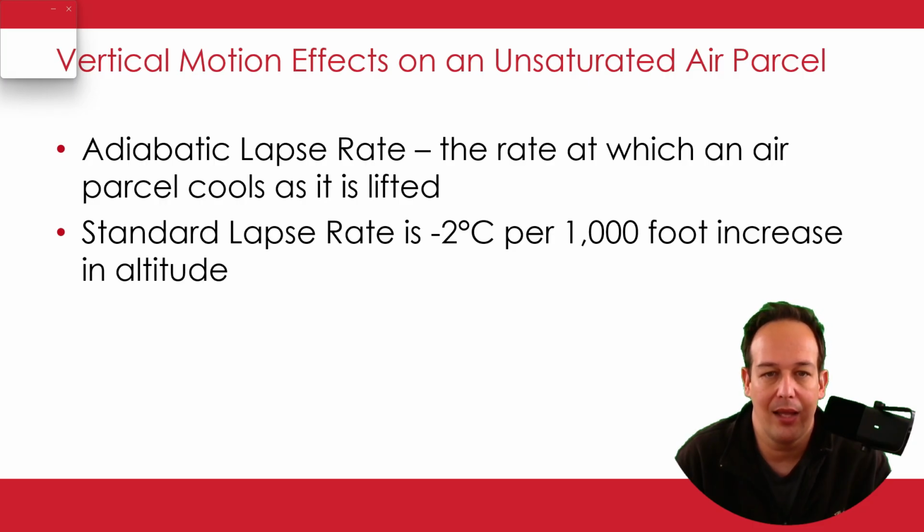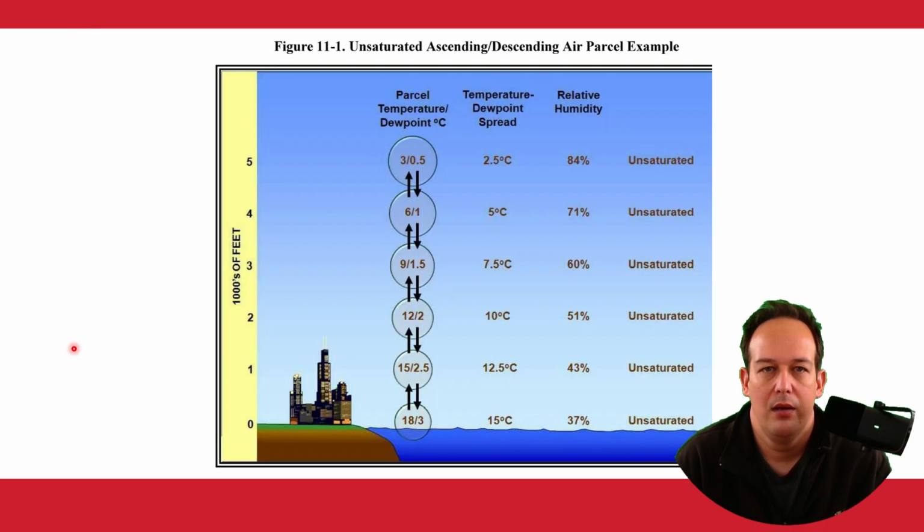And the standard lapse rate is 2 degrees Celsius per 1,000 feet for an increase in altitude. And then as it descends, then the air parcel increases in temperature at a rate of 2 degrees Celsius per 1,000 feet. But this is the standard lapse rate. So this is just kind of like a generic scientific average of the temperature change. So really, we have the dry adiabatic lapse rate and the moist adiabatic lapse rate.